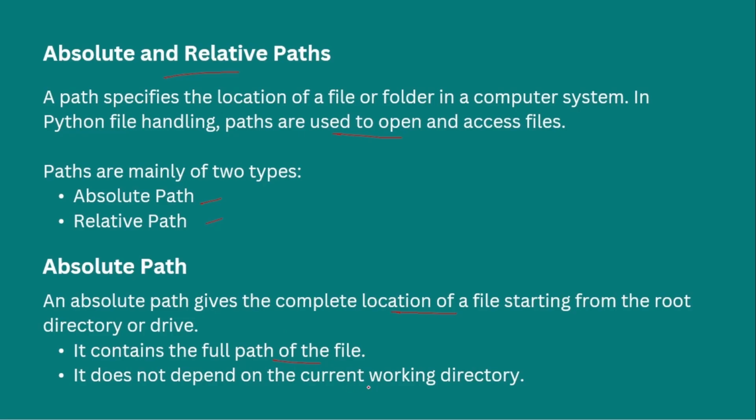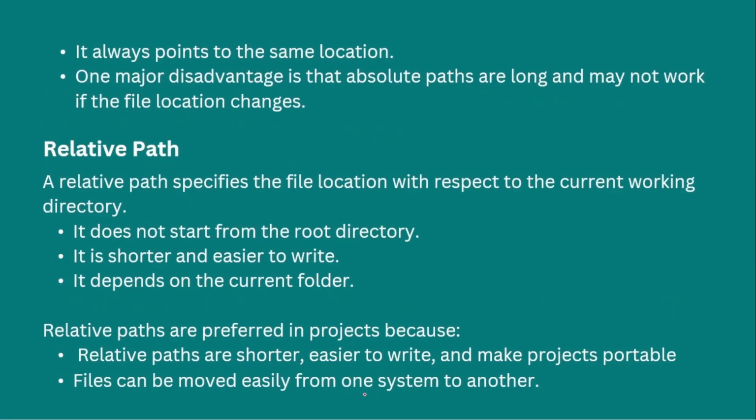It does not depend on the current working directory. It always points to the same location. And one major disadvantage is that absolute paths are long and may not work if the file location changes. Okay, so if we move the file from that location, but we have already mentioned this path in our program, then that program will not work because the file is no longer at that position. So that is absolute path.